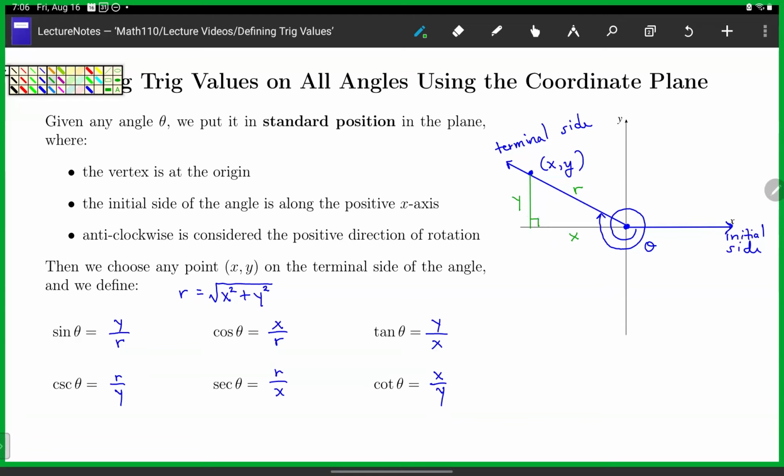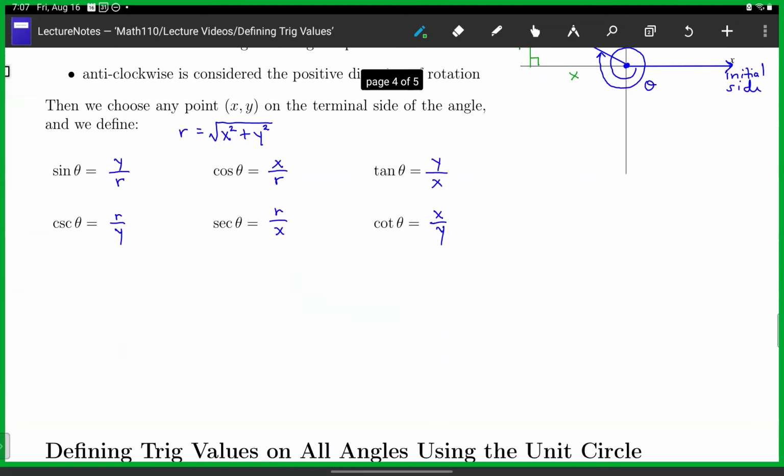So I'm thinking of theta as being the angle that's at the origin. So y divided by r is essentially my opposite divided by hypotenuse. X divided by r is essentially my adjacent divided by hypotenuse, and y divided by x is opposite over adjacent. So this is exactly the same as the right triangle definition of these trig values.